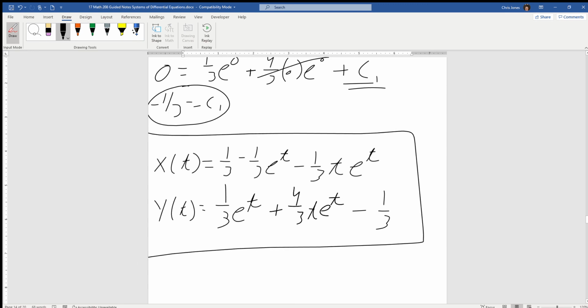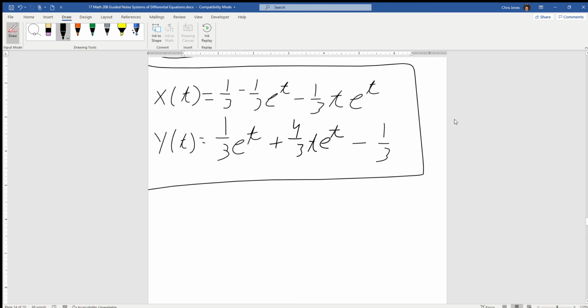So a suggestion might be that if you're solving these systems, the first thing you might do is try substitution. Second thing you might want to try is elimination. And I would just try those in that order. And then as a last resort, try your Laplace transforms.